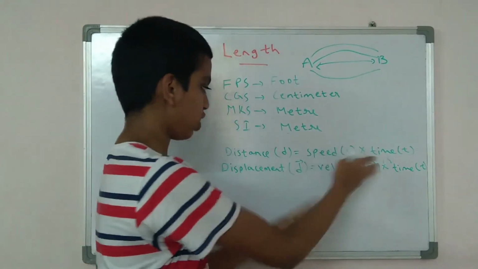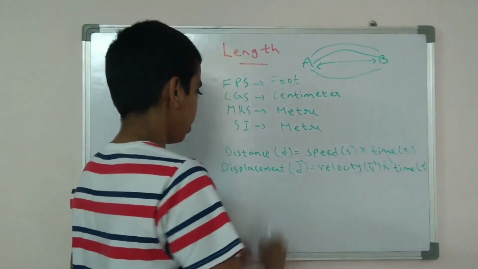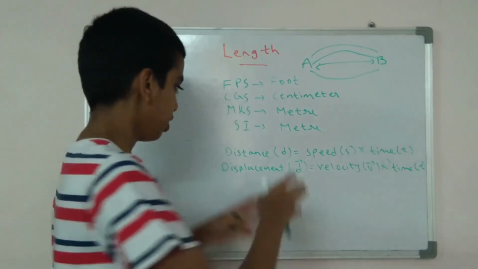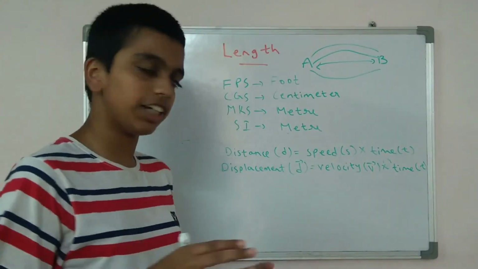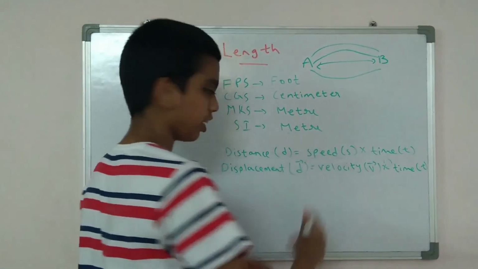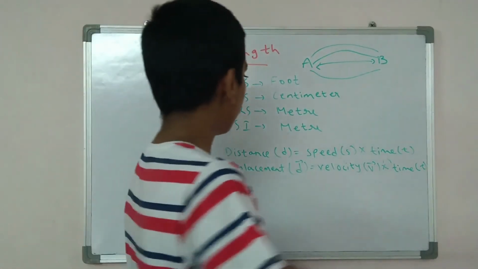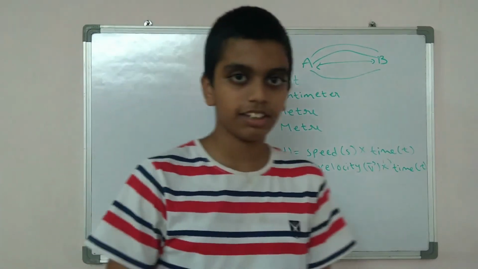Displacement and velocity are vector quantities. Distance is a scalar quantity, which means it has only a magnitude. For denoting the direction of vector quantities, we put an arrow. So these are the main things related to length. Thank you.